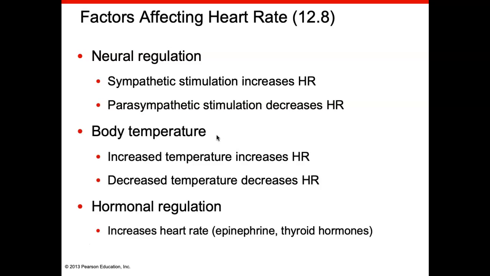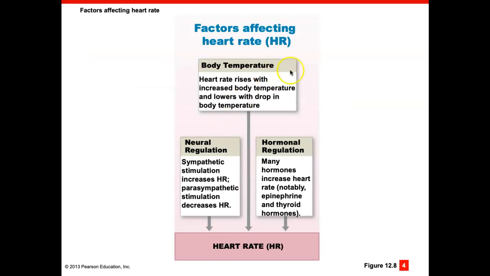Factors affecting heart rate. Sympathetic nervous system, remember, will increase. Parasympathetic will decrease. If your body temperature increases, it will increase your heart rate. So next time you have a fever, check to see if your heart rate has increased. And also hormones. Remember, epinephrine is released, and that will stimulate the heart, as well as the thyroid hormones. They will increase the heart rate. Factors affecting the heart rate: body temperature, hormones, and neural regulation.